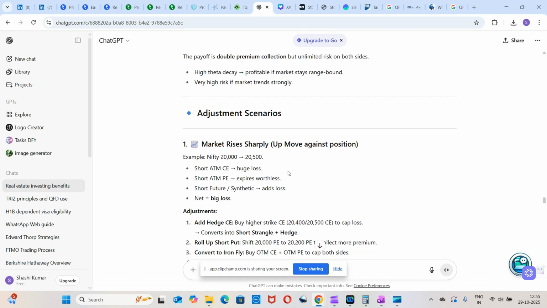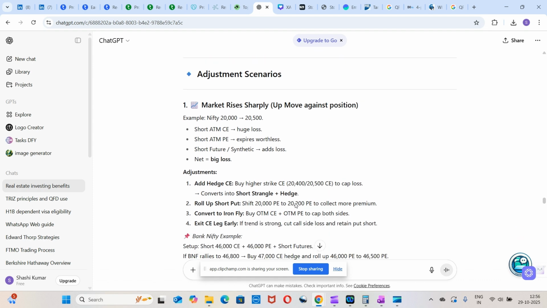So what are the various adjustment scenarios? First thing is we have shorted the futures and we have put a straddle. If the market rises sharply, that's against our position, right? For example, Nifty has risen from 20,000 to 20,500. Then your short future will have a loss, and your short ATM P will expire worthless, which is a profit, but your short ATM C will have a huge loss. So net it will be a big loss in this scenario. So some adjustments need to be made here.